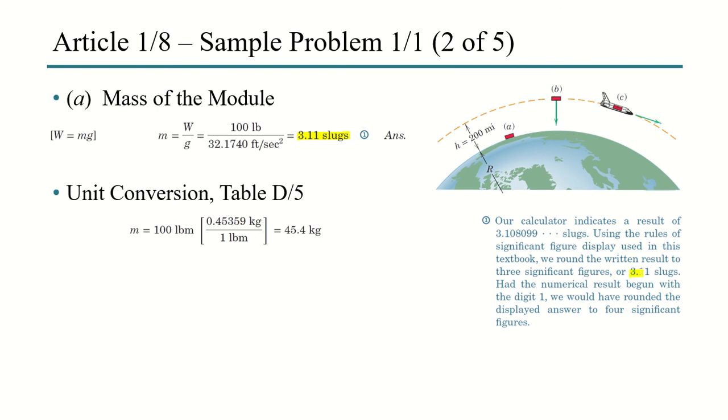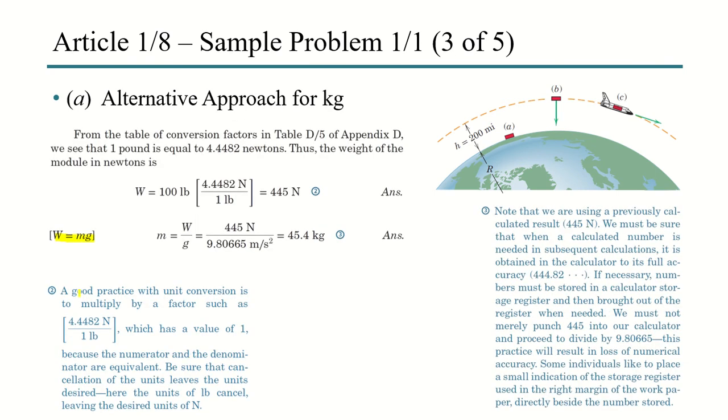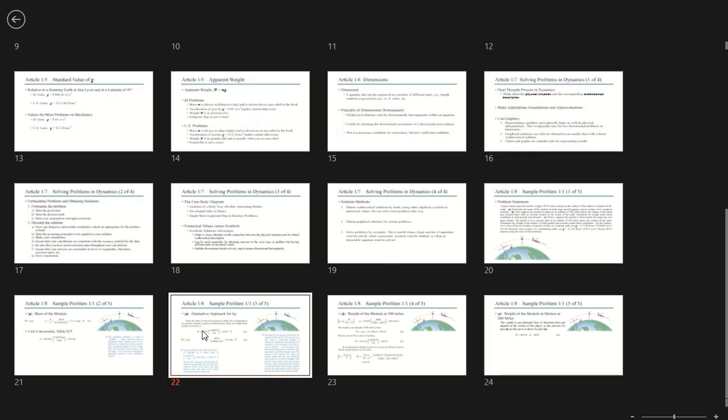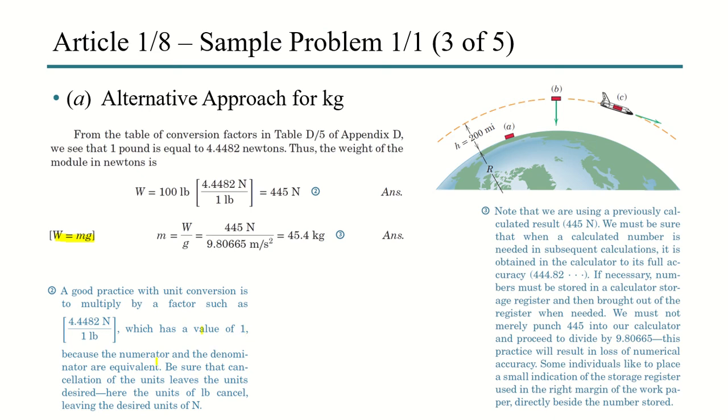So this is the 3 significant figures class. Had the numerical result begun with a digit 1, we would have rounded the displayed answer to 4 significant figures. The second note is that a good practice with unit conversion is to multiply by a factor such as this, which has a value of 1. Because the numerator and the denominator are equivalent, be sure that cancellation of the units leaves the units desired.